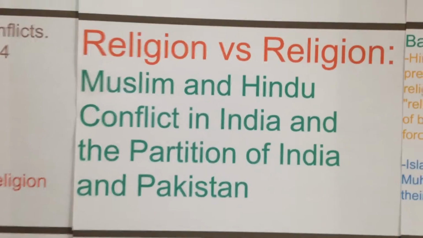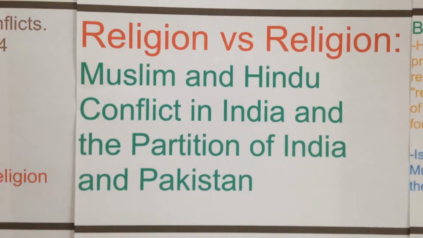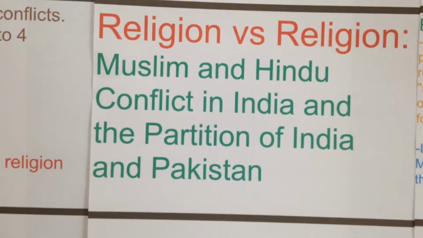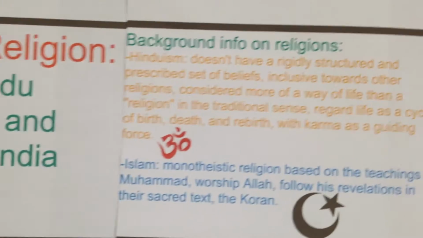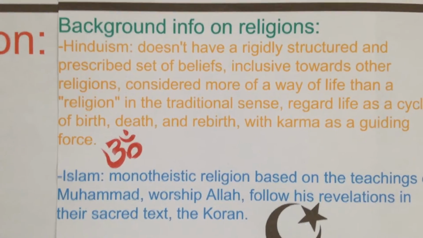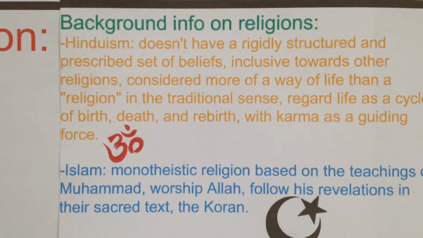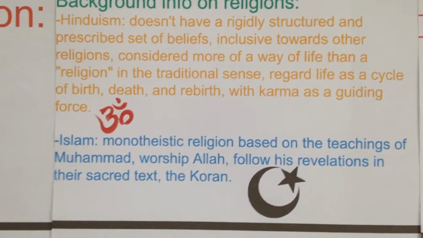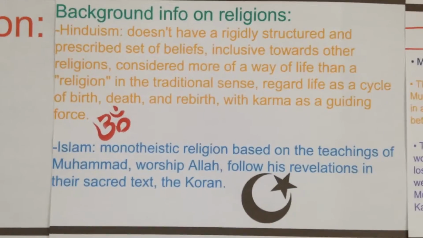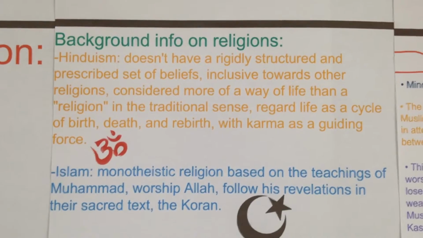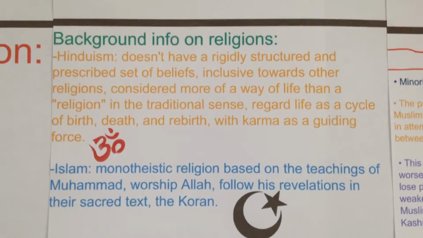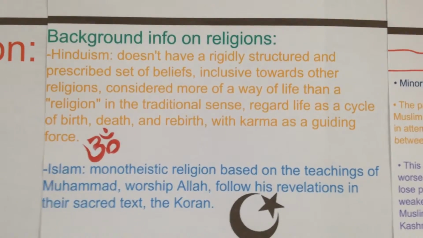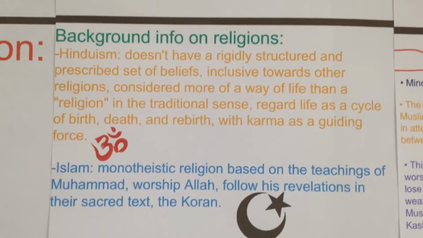An example of religion versus religion is the Muslim and Hindu conflict in India and the partition of India and Pakistan. Background info on the religions. Hinduism doesn't have a rigidly structured and prescribed set of beliefs, is inclusive towards other religions, and is considered more of a way of life than a religion in the traditional sense.